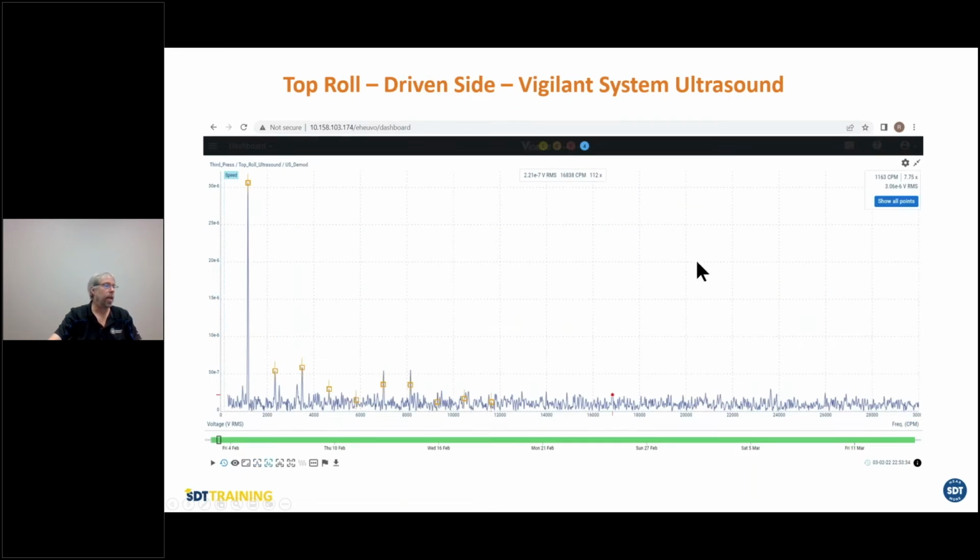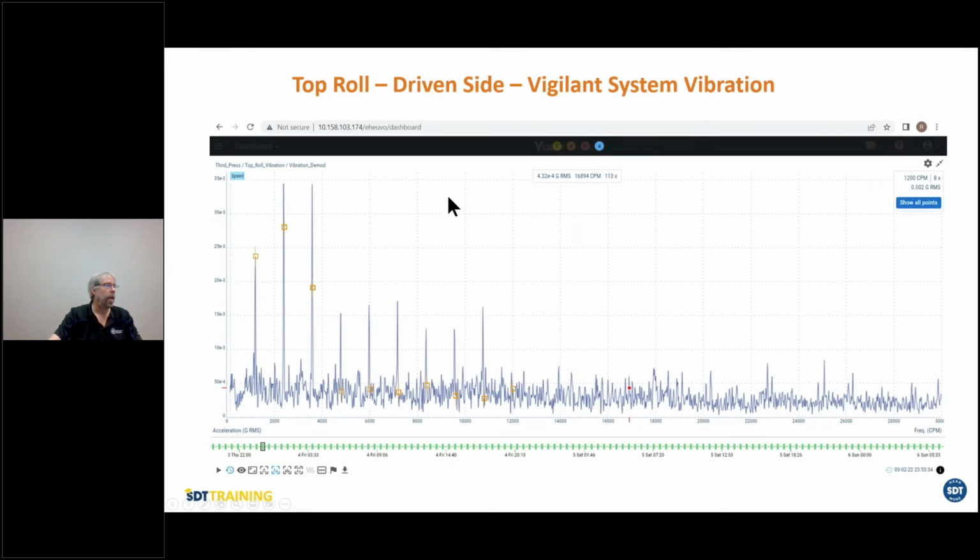We'll move along. Here is the ultrasound spectrum we can see with the Vigilance system. Here is a vibration demodulation. So if you want to see the ultrasound signal, or if you want to see vibration, you can do both on this Vigilance system. Again, you have a whole history behind it and so on and so forth.